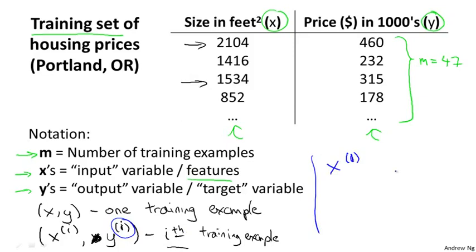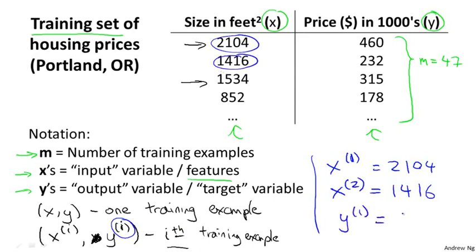So that's 2104, right? Because that's x in the first row. x2 will be equal to 1416, right? That's the second x, and y1 will be equal to 460, because that's the y value for my first training example. That's what that 1 refers to.